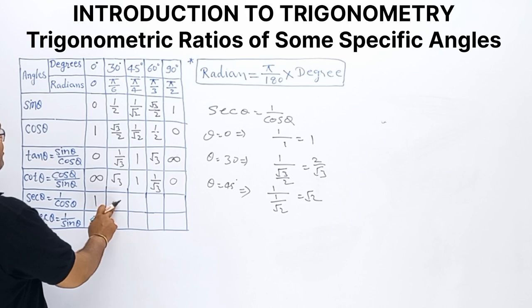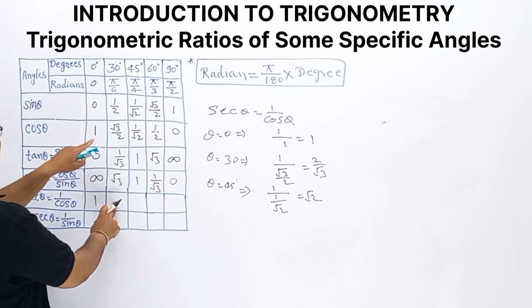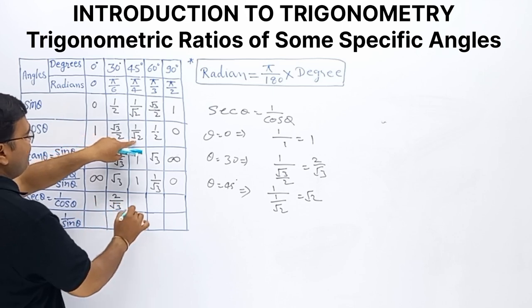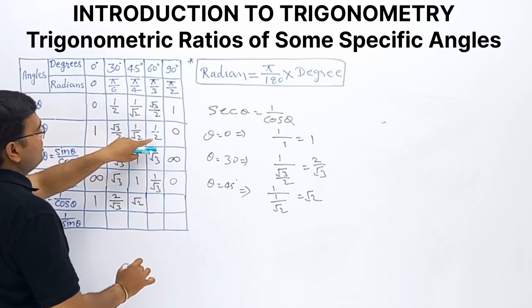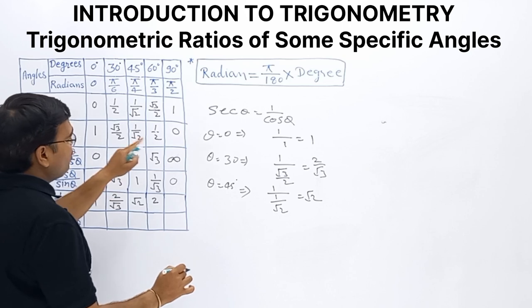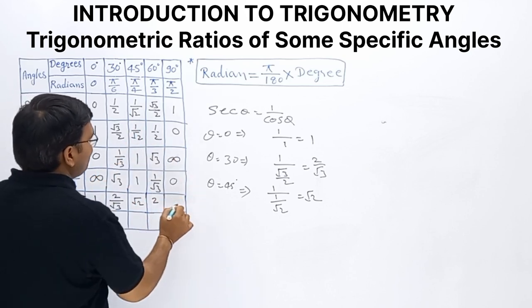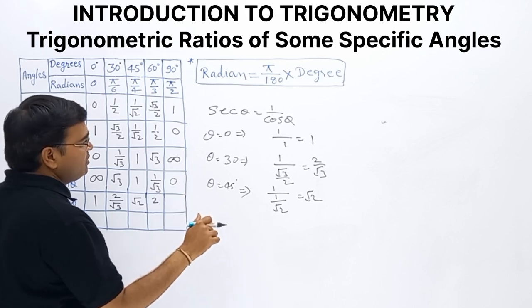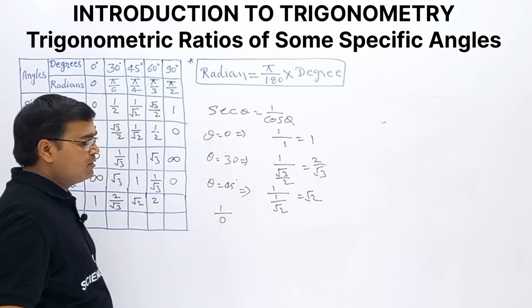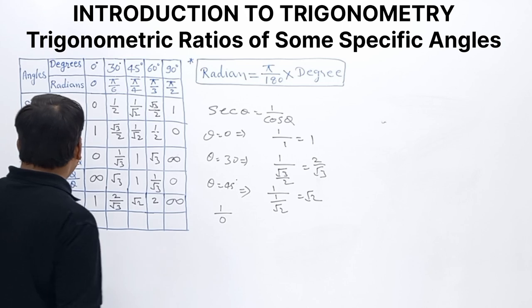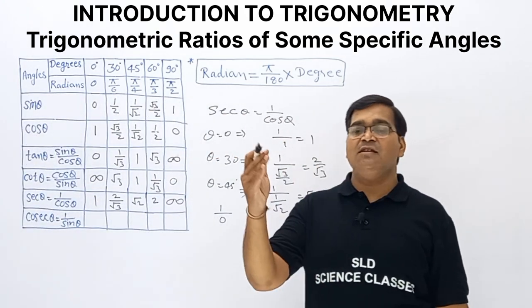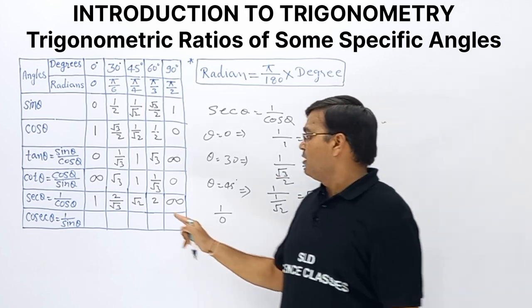So this one will be what? Once we solve this one, 2 upon square root of 3. This one will be what? Square root of 2. This one will be what? 2. 1 upon 1 by 2 will be 2. And this value will be what? For 90 degree, 1 upon 0. Denominator is 0. It means what? Infinity. So sec theta varies from 1 to infinity. For 0 to 90, when theta increases, the value also increases.